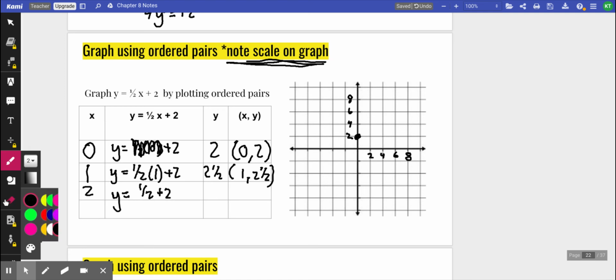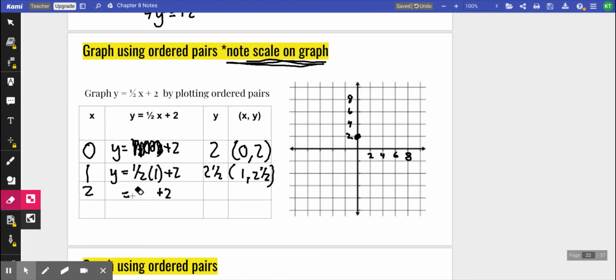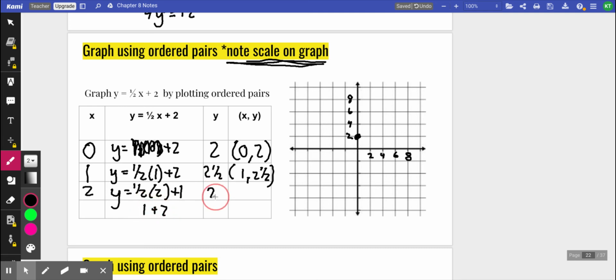Let's go 2. And we talked about in the first half of 8.2, if I have a fraction and I don't want to deal with a fraction, I have to use a multiple of the denominator. And 2 is a multiple of the denominator, so that won't give me a fraction as my answer. So 1/2 times 2 plus 1. Half of 2 is 1, plus 1, so y would equal 1 plus 2 would equal 3. So the point 2, 3 should be on my graph.